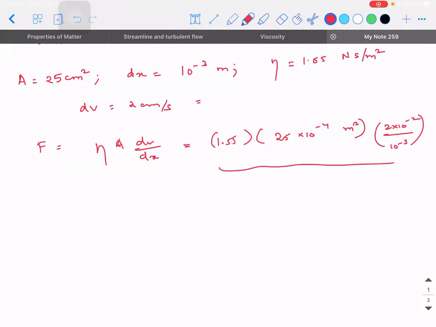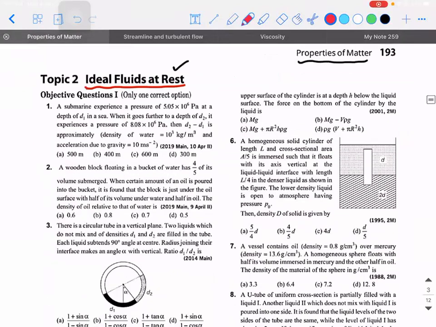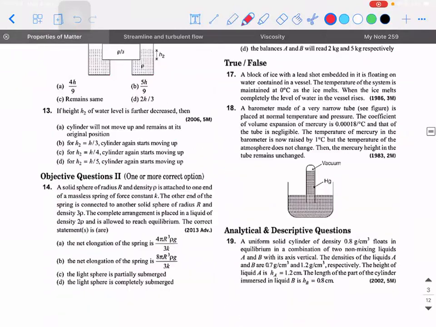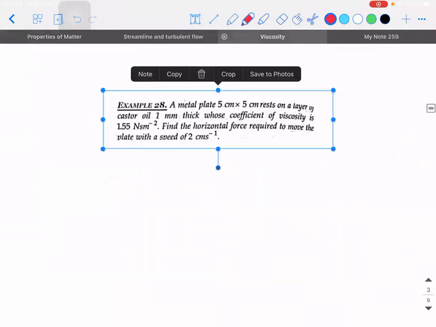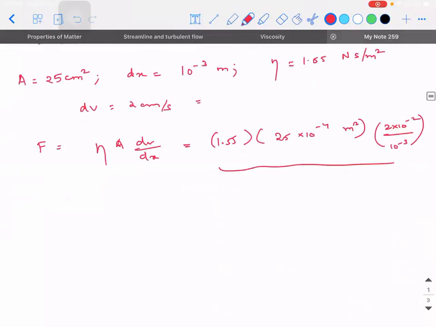The reason I'm solving all these is because, when it comes to the first problem here, they're asking in terms of terminal velocity and all those things. So you need to understand how to approach the problems with viscosity. Guys, is this clear or not? Yes, sir. Okay. So I'm moving on to the next problem.